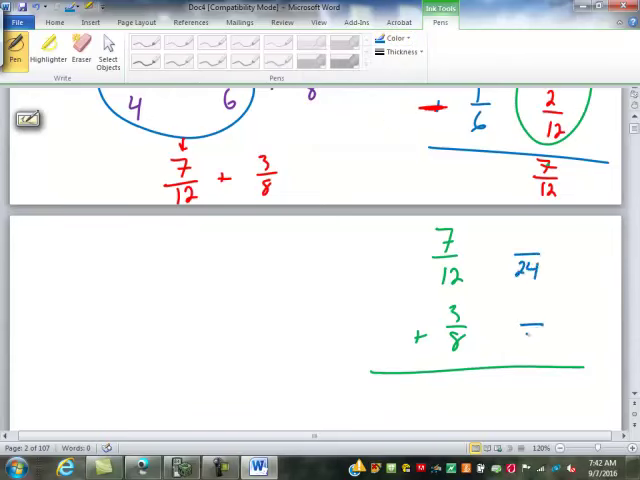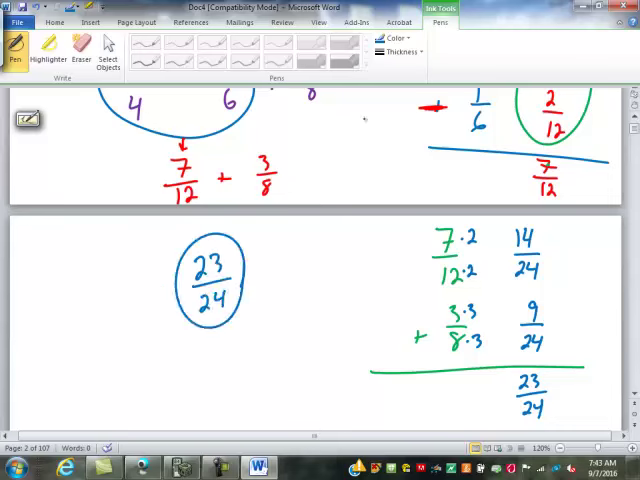Common denominator is going to be 24 for 12 and 8. 12 times 2, so 7 times 2 is 14. 8 times 3, so 3 times 3 is 9. Now we are adding 14 plus 9 is 23/24ths. So this comes up 23/24ths. Any questions? Not so bad.